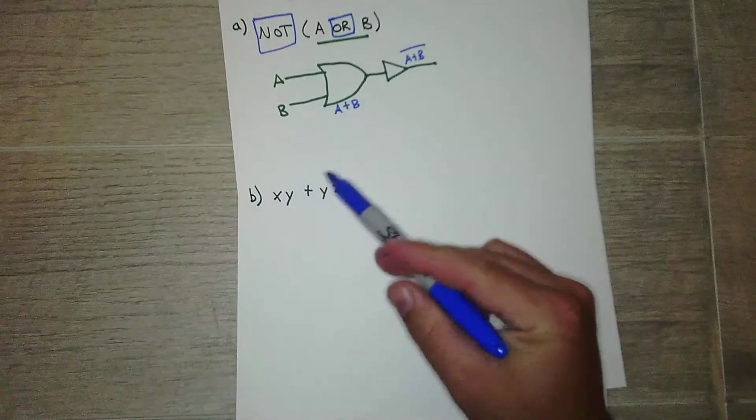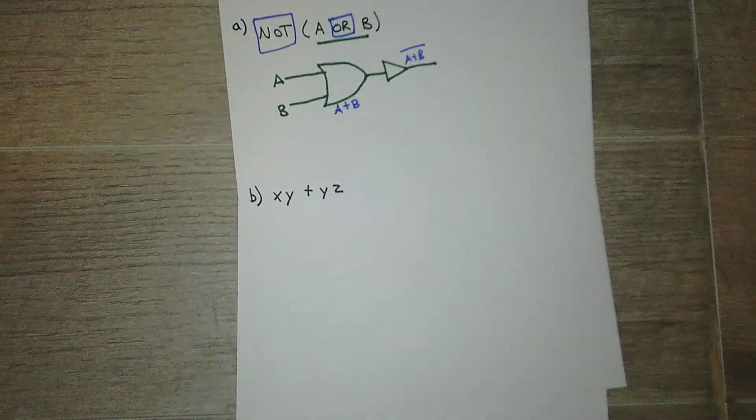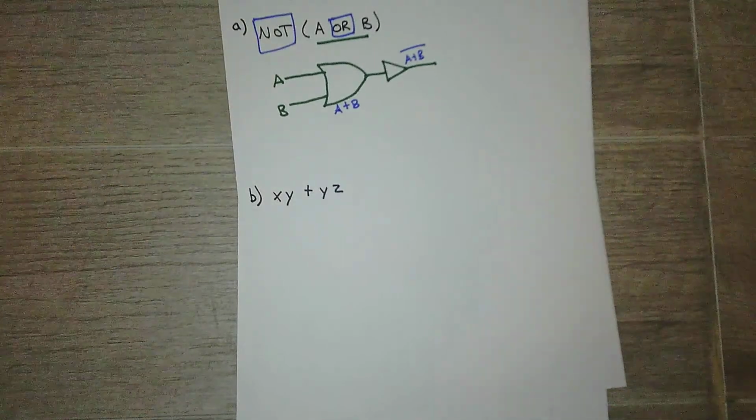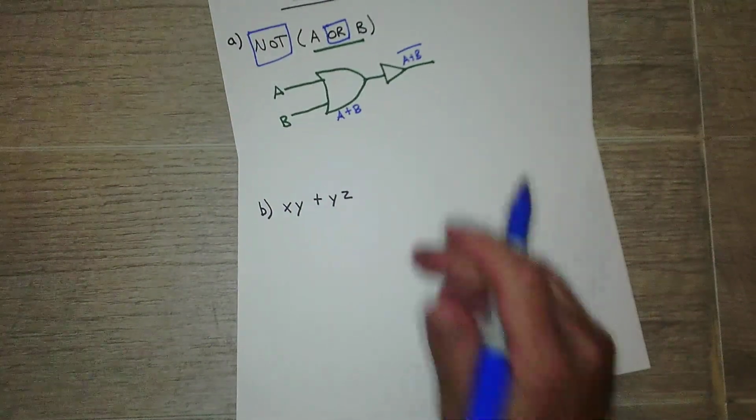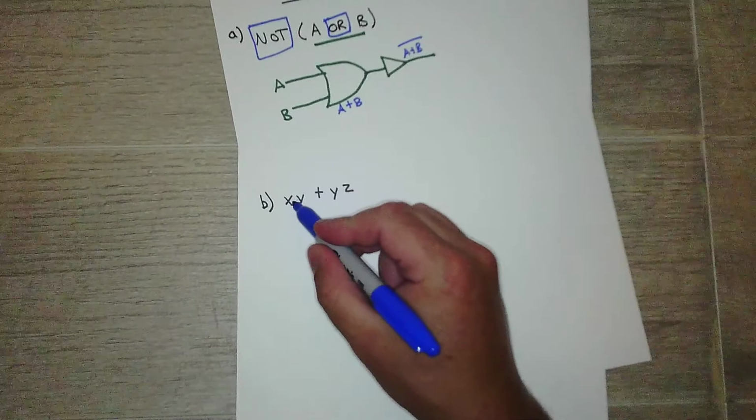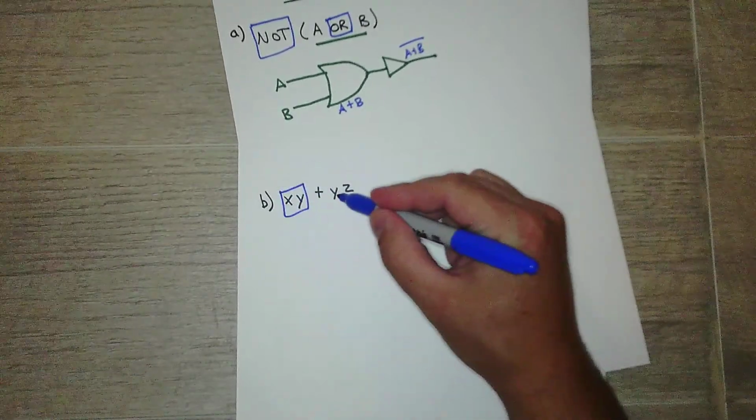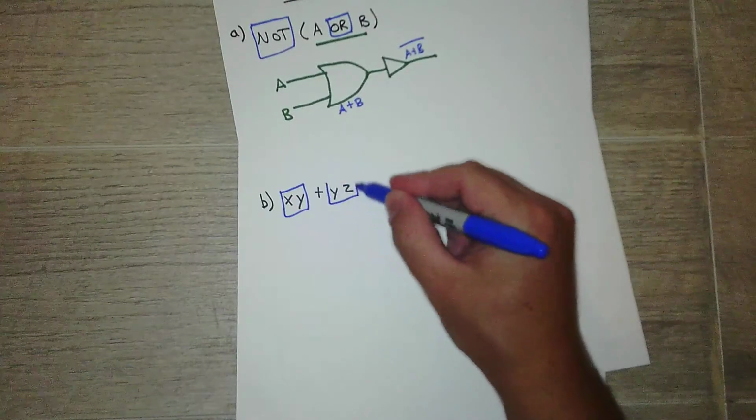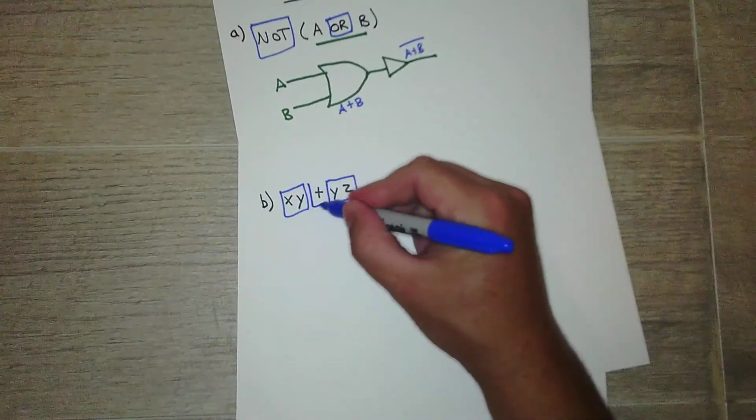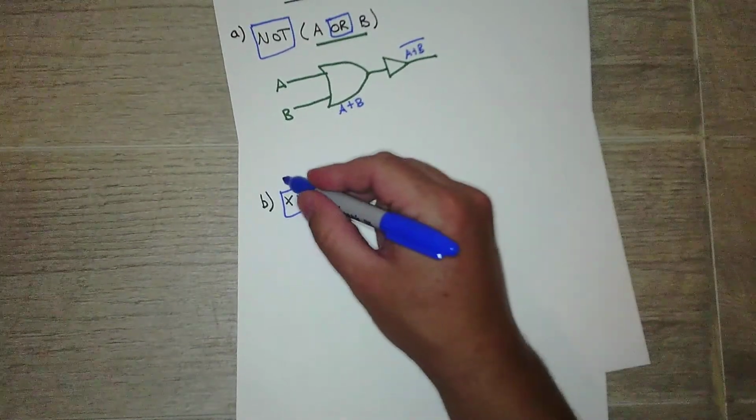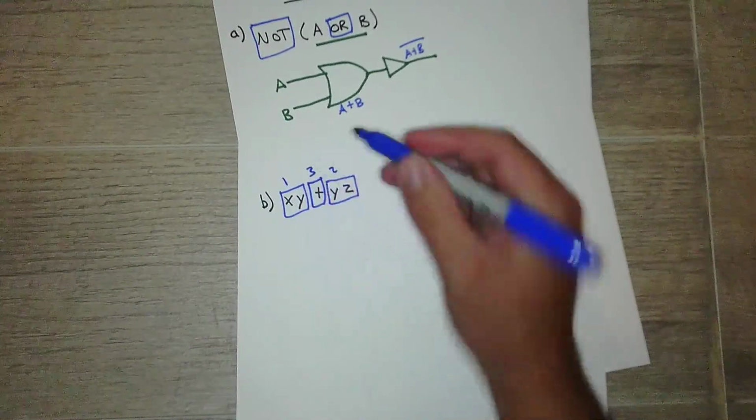Okay, if you want to pause it and try this one on your own, go ahead before I go over it. Okay, so we have X and Y, so that's an AND gate. Then we have Y and Z, that's an AND gate. And I have an OR here. So I have 1, 2, 3 gates.